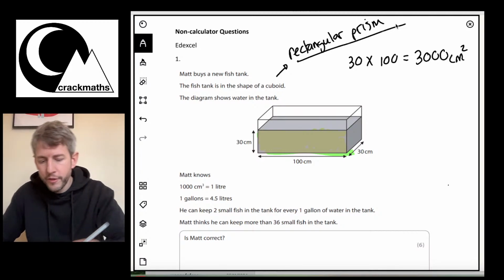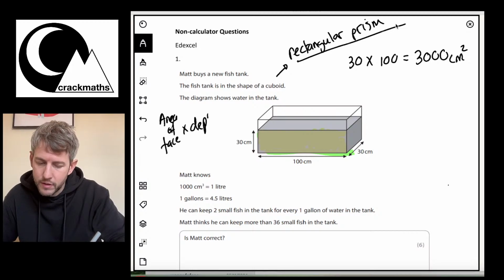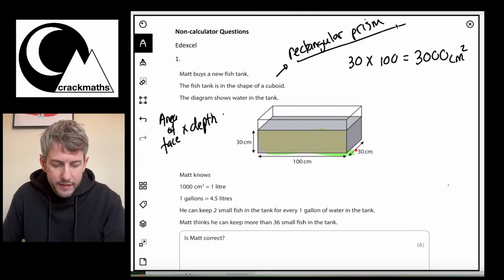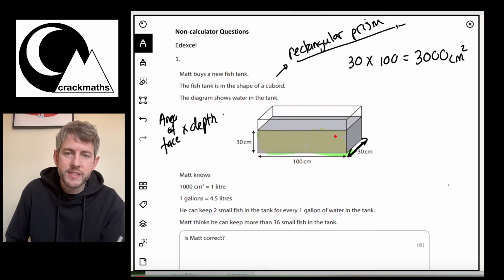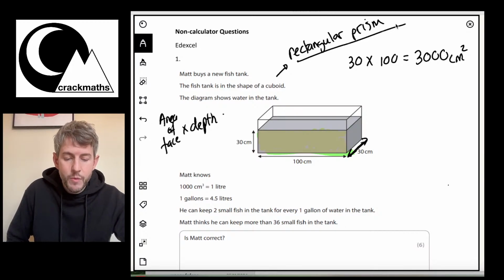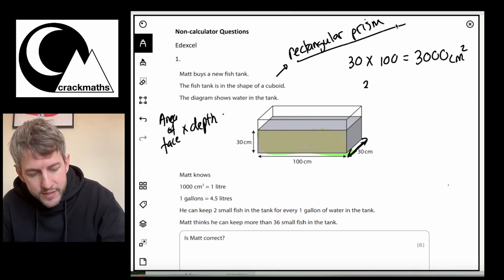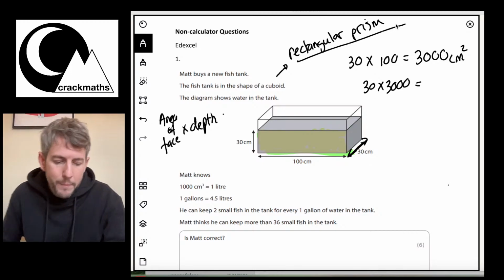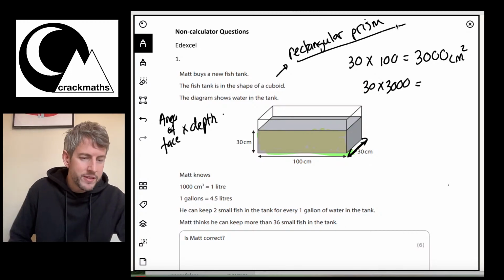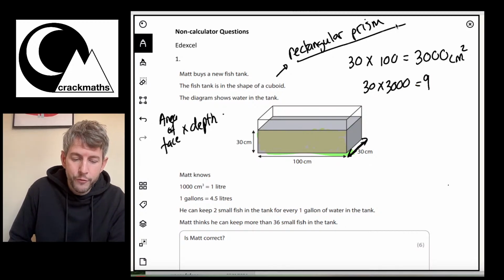Now remember, the volume of the prism is area of face times depth. The depth here is this measurement, so that's 30 centimetres. We know that the area of this is 3,000 centimetres squared, and so we've got 30 layers of those 3,000 centimetres cubed. So we now need to do 30 times 3,000. Remember, we can times the numbers at the front together first. So 3 times 3 is 9, and now we can add on the 4 zeros.